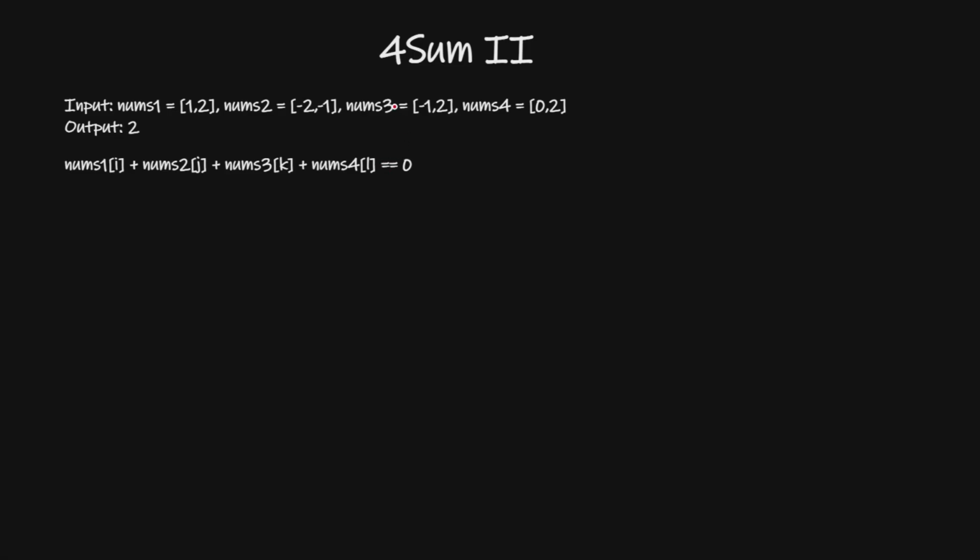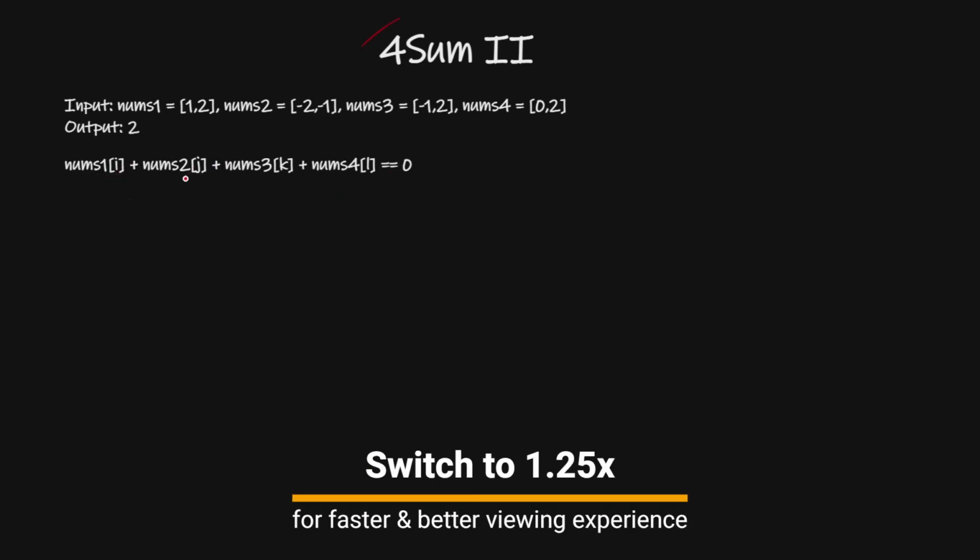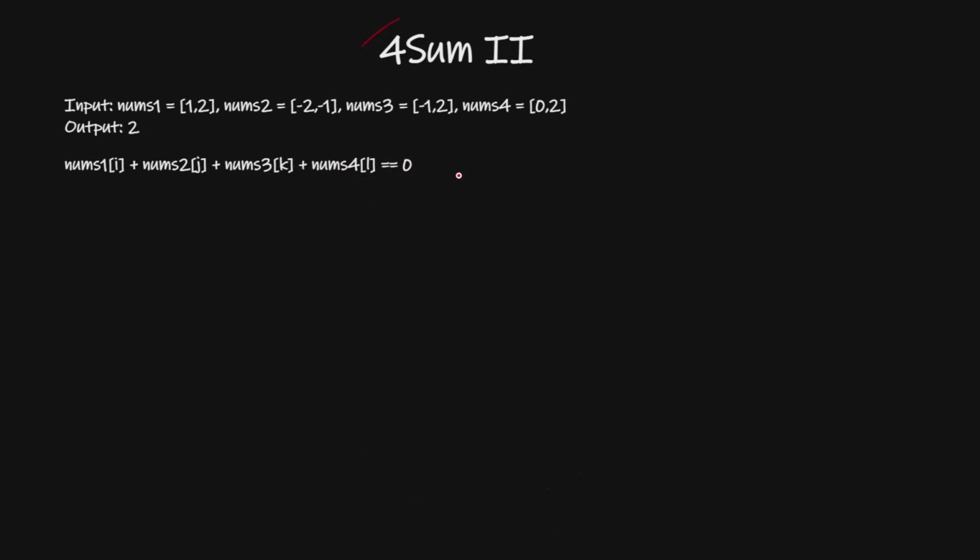Hello everyone, today we are going to solve the 4Sum II problem. In this problem we have four arrays nums1, nums2, nums3 and nums4, and we have to find the number of quadruples (i, j, k, l) such that nums1[i] + nums2[j] + nums3[k] + nums4[l] equals 0. In this example you can see that we have an output of 2.